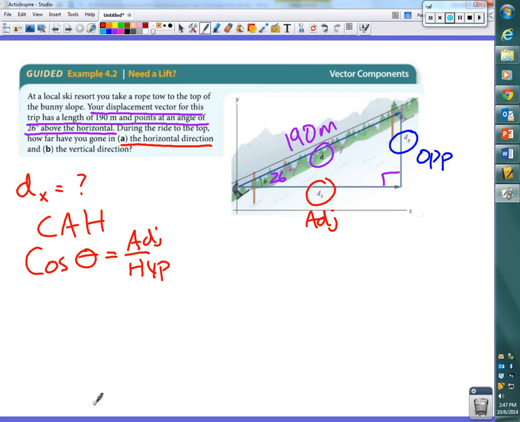First, are we good with theta? Theta is a Greek letter that we use to represent angles. It's just a variable, just like x or y. So we start plugging in things we know. The angle they gave us was 26 degrees. We're looking for the adjacent side, which is the x component, over the hypotenuse, which they gave us as 190 meters.